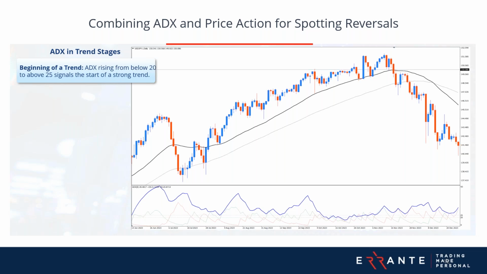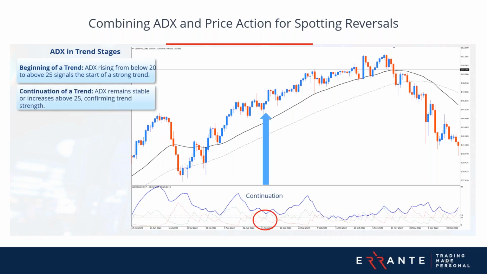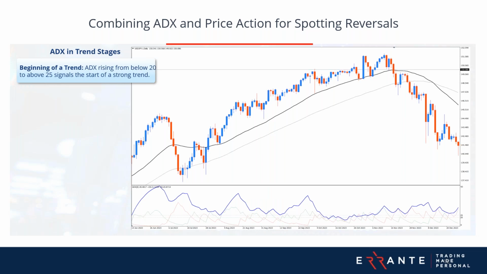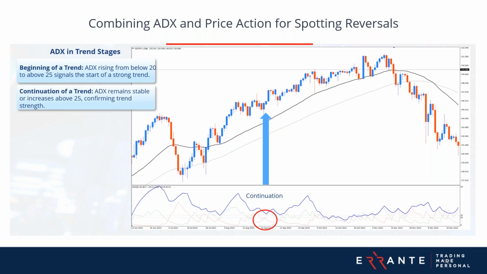Recognizing patterns like head and shoulders, double tops or double bottoms, and trend lines is fundamental to interpreting price action, as we know. Now, let's discuss how ADX behaves during different trend stages. At the beginning of a trend, look for the ADX to rise from below 20 to above 25. This indicates that the market is moving out of a range-bound condition and into a strong trend. So this is a way, guys, to calibrate our ADX indicator with the market trend, okay? During the continuation of the trend, an ADX that remains stable or continues to rise above 25 confirms that the trend is strong and is likely to persist that way.